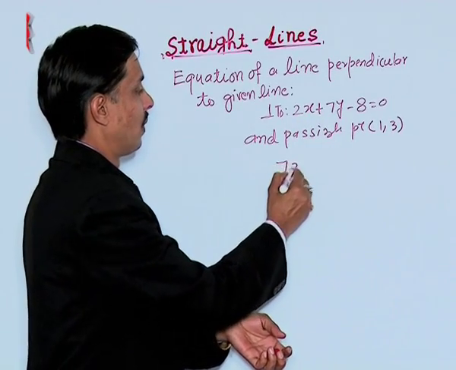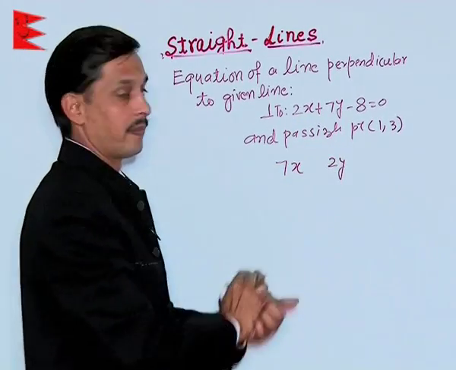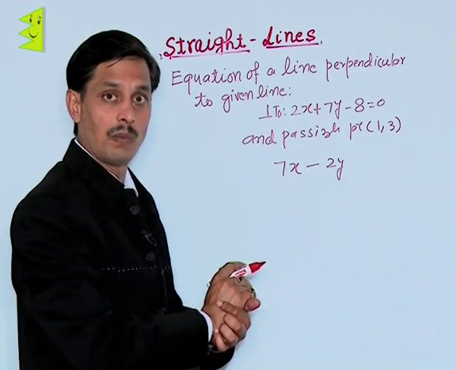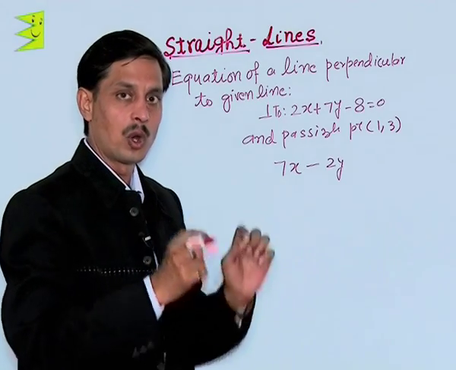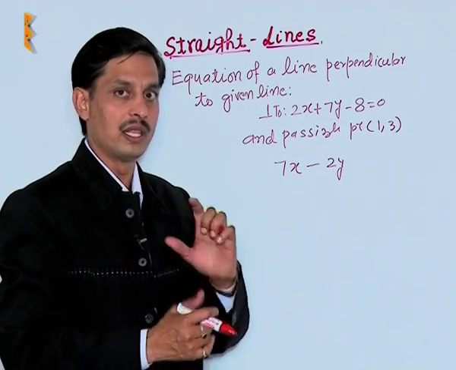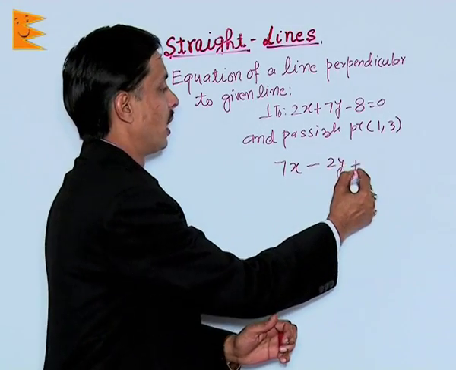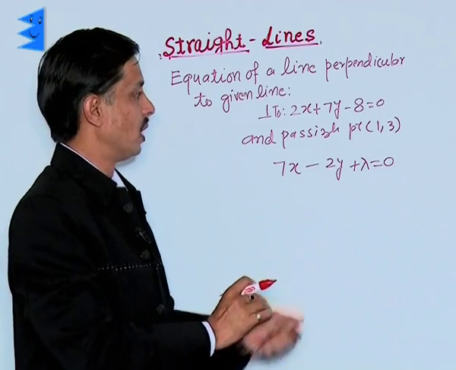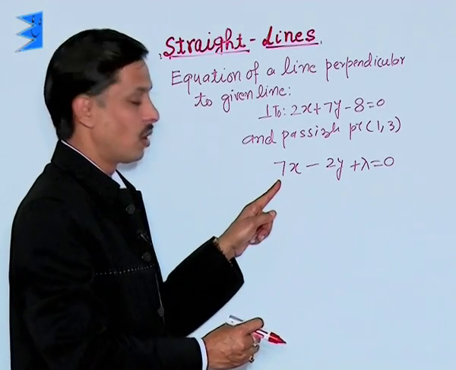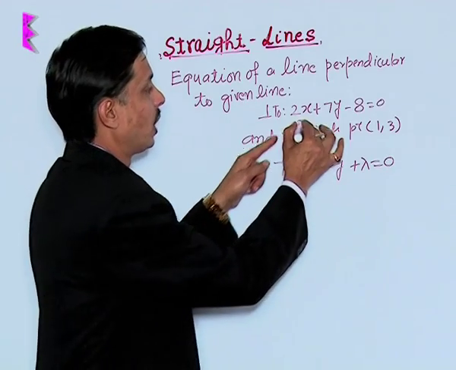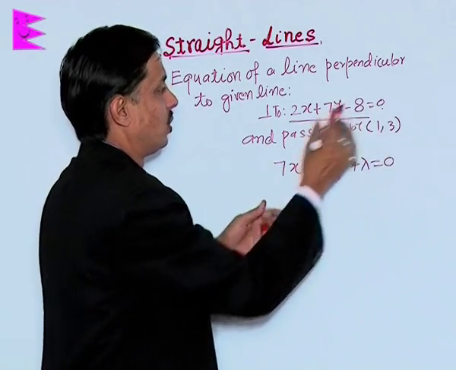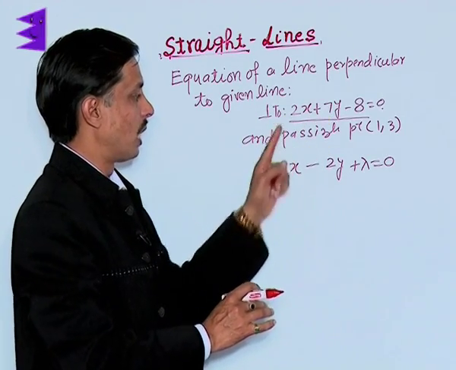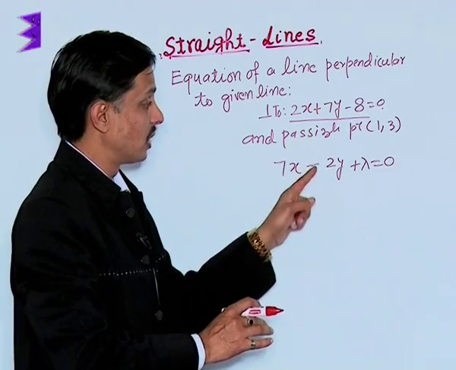So this becomes 7x and this becomes 2y. And we must change the sign of y, so this becomes negative. The reason behind this is that the product of slopes of two perpendicular lines is minus 1, and the constant always needs to change whether lines are parallel or perpendicular. So the equation of a line which is perpendicular to 2x plus 7y minus 8 is equal to 0 in general is: first rule, swap their coefficients and then change the sign of y.